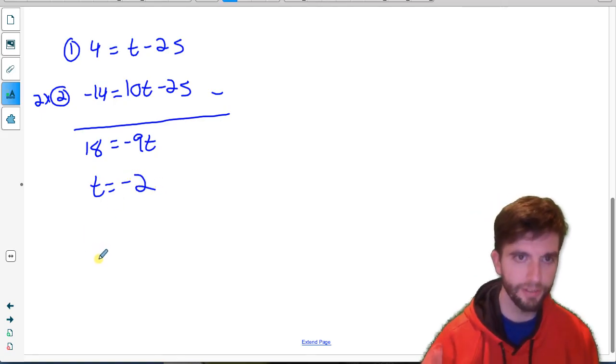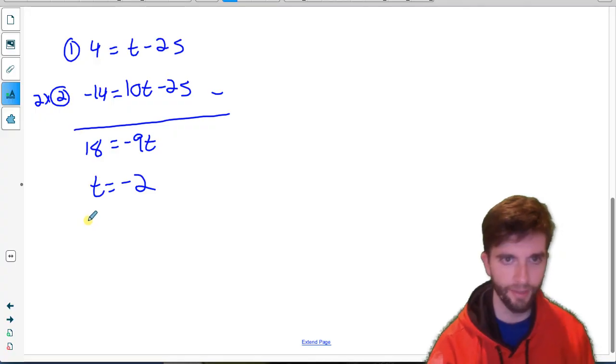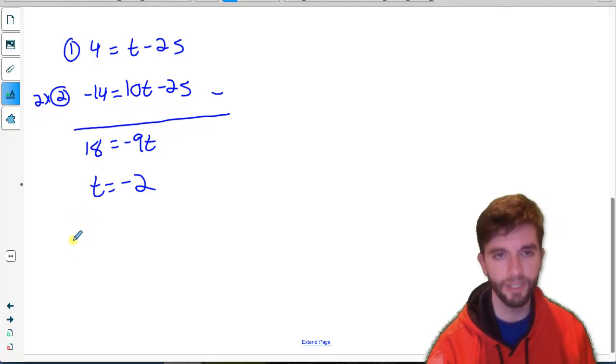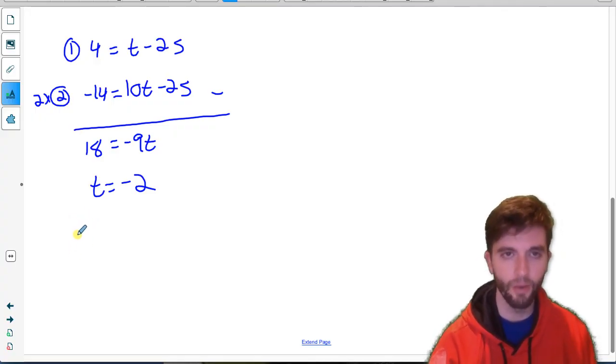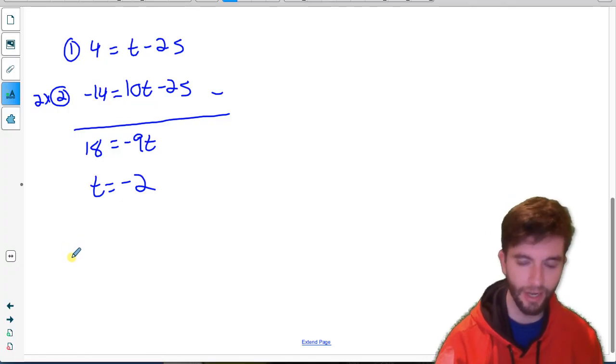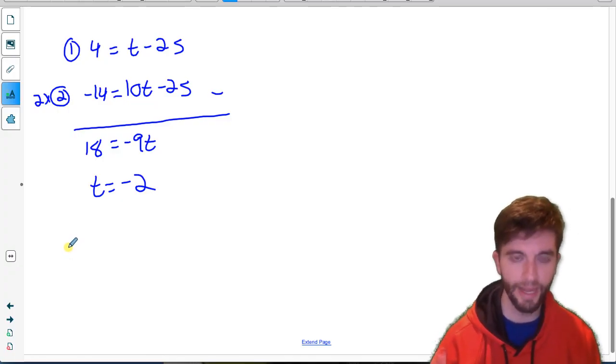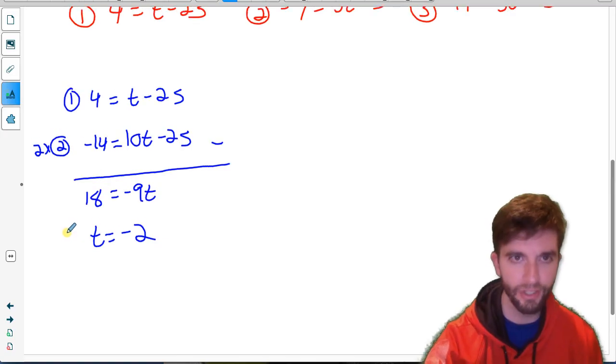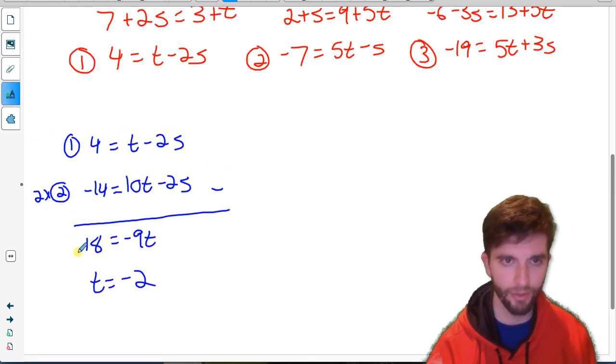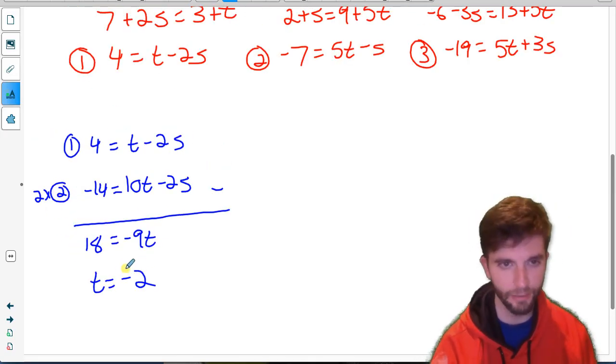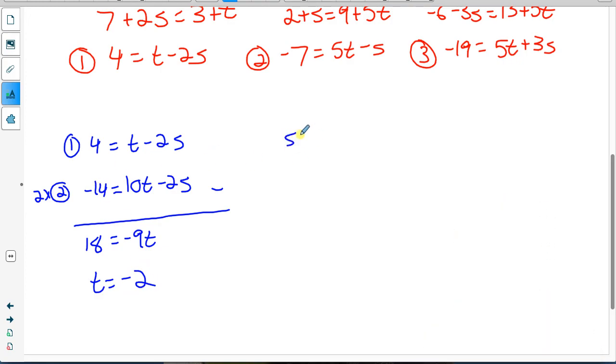Now when we were in 2-space, we stopped there and just plugged that in and said that was our point of intersection. But we can't do that when we're in 3-space. We don't know if these lines intersect or not. They could be skewed lines, so we have to keep going. We have to solve for the value of s that makes these two equations true by subbing t equals -2 into either equation 1 or 2.